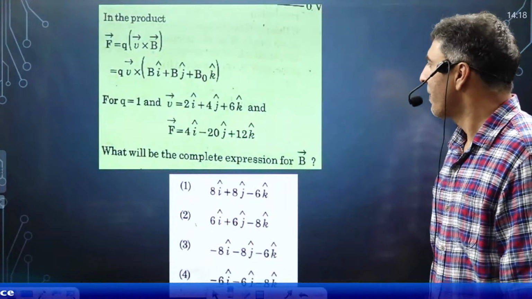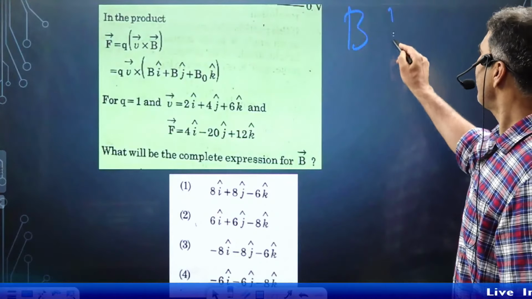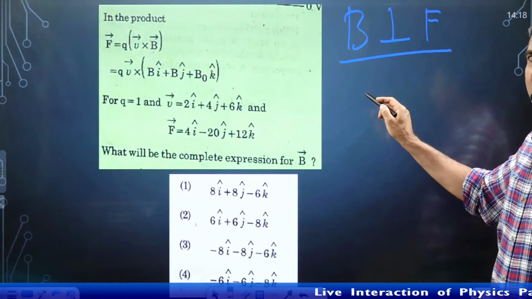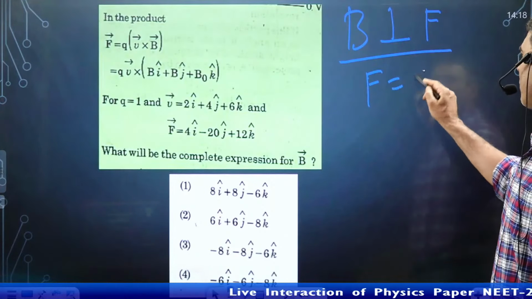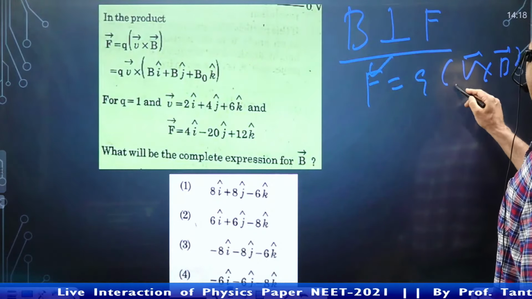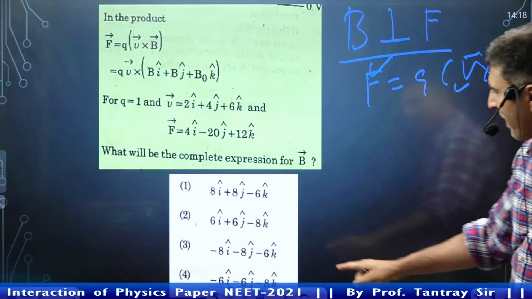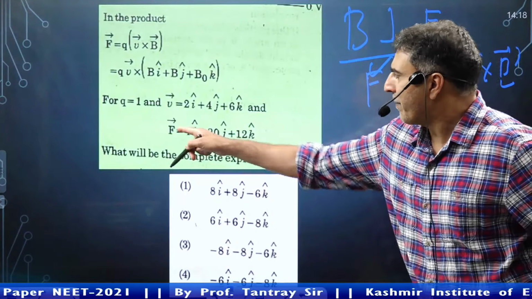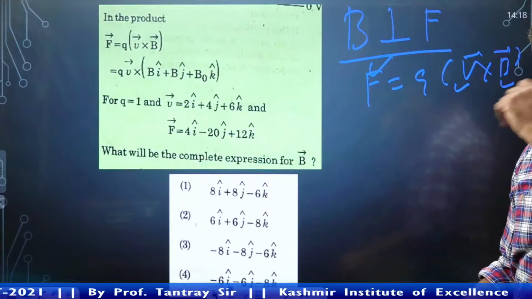So what you do? You know, magnetic field must be perpendicular to force, because that is the property of the force in the magnetic field. F is equal to Q V cross B. So F should be perpendicular to V and B. I will put B here and make a dot with F. If that is 0, that will be the answer.